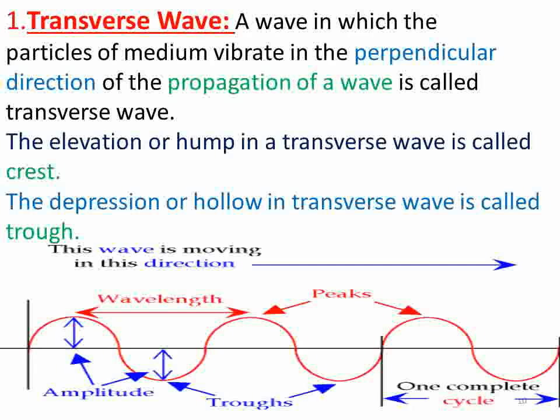The mean position is shown by the x-axis straight line, and then vibrations in the upward direction, the peaks, are shown here; that is the crest. And the trough at the bottom, below the mean, is the trough. A complete cycle is also shown, as we have discussed in the previous slide.